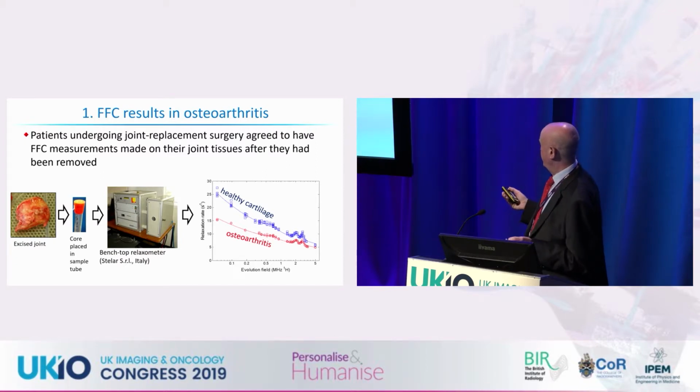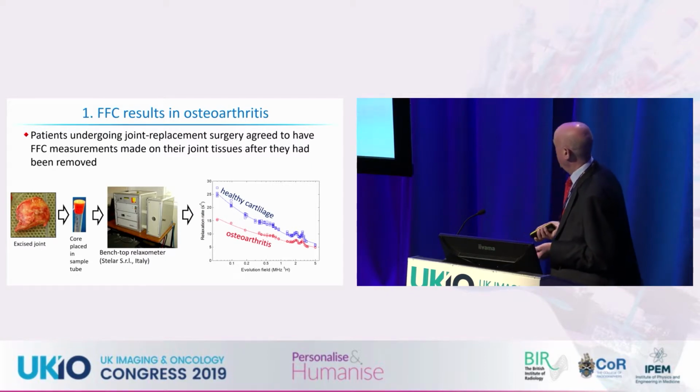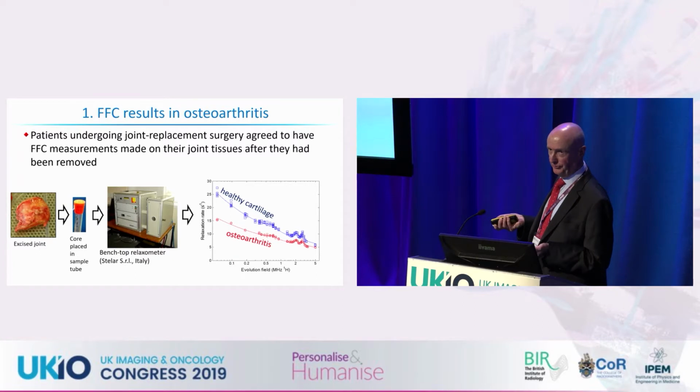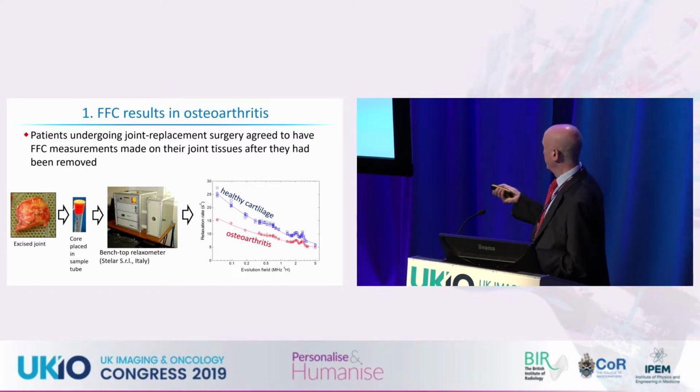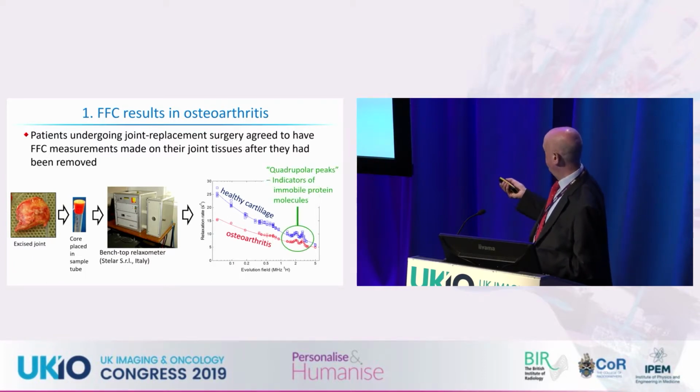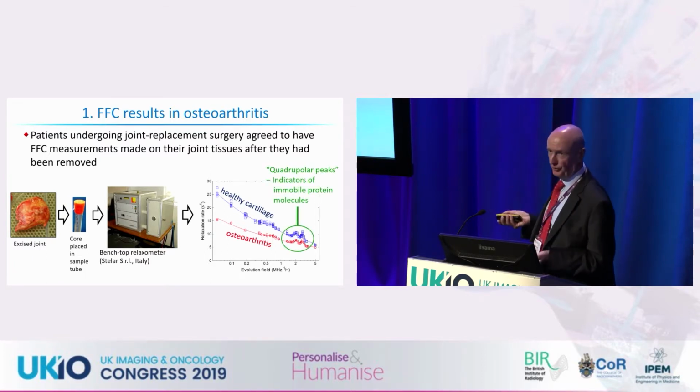And you can see that the curve from healthy cartilage is different to the curve from osteoarthritic cartilage. So you can see that the levels of the curves are different, the heights of the curves are different, there's an offset between them, and also the shapes of the curves are different, the slopes are different. Furthermore, there are these bumps here, and they're called quadrupolar peaks, and they only show up in tissues where there is immobile protein.